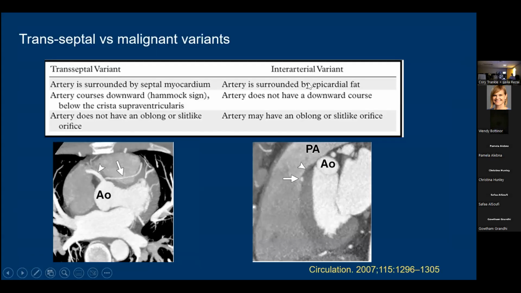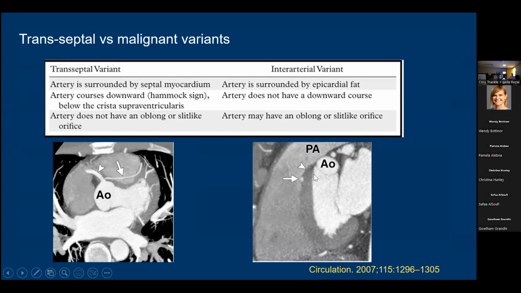What is the difference between interarterial and transeptal variants? In transeptal, the coronary is within the myocardium. It takes a downward course, which is called the hammock sign, and it's not a lot of times oblong or slit-like.